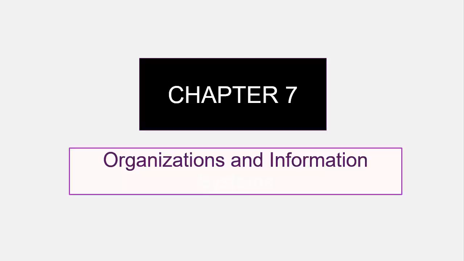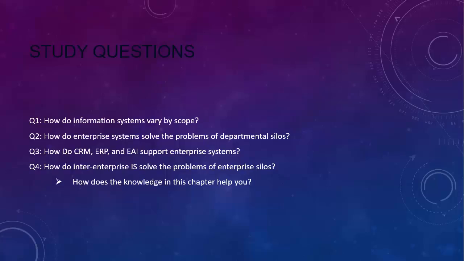Today we'll be looking at the different processes and the supporting information systems that are used in different parts of the organization. So the questions that you should be able to answer at the end of this lecture are: how do information systems vary by scope? How do enterprise systems solve the problems of departmental silos? Then, some different types of systems like CRM, ERP, EAI, how do they support the entire organization?